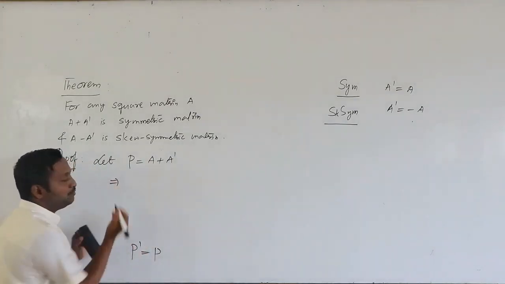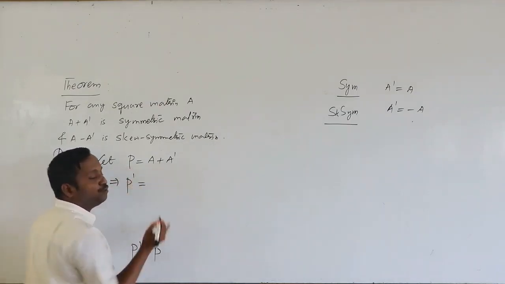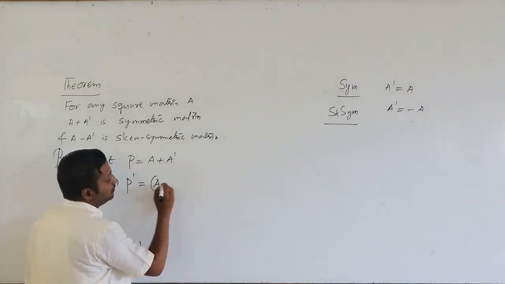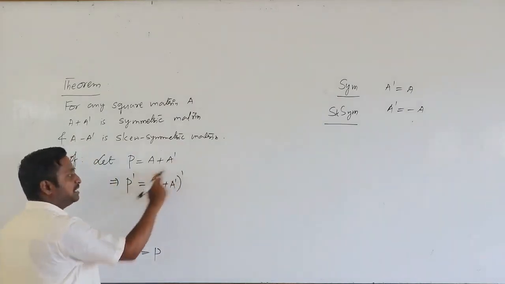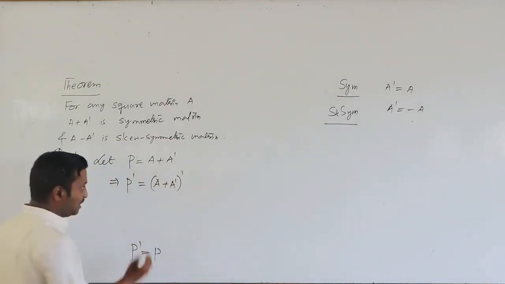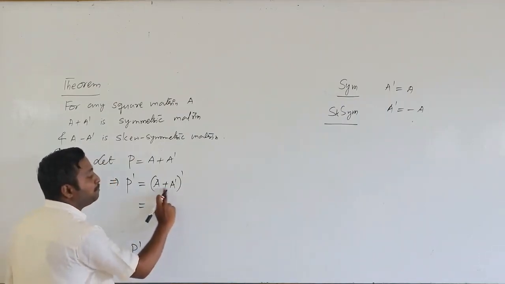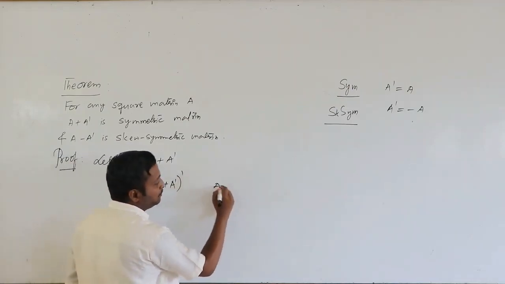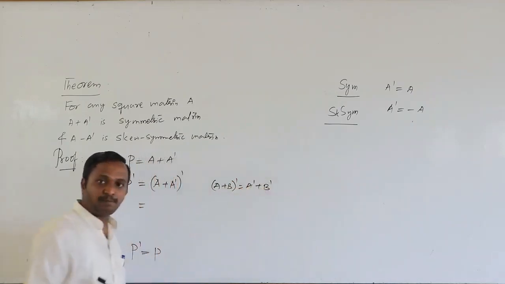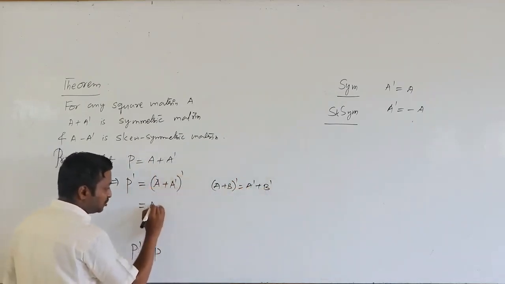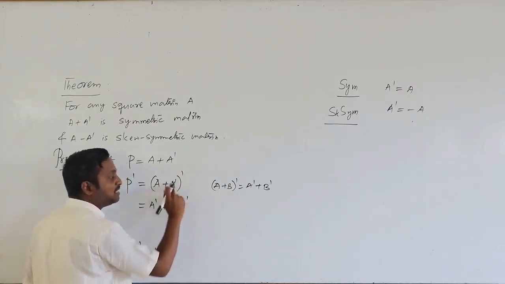Now, we have to simplify. P is A plus A dash. Therefore, P dash equal to what? P dash equal to A plus A dash whole dash. Isn't it? Because P is A plus A dash, P dash is A plus A dash whole dash. Now according to the properties of a transpose of a matrix, A plus B whole dash is equal to A dash plus B dash. I said the property. So apply here: A dash plus, this is a B dash, B is nothing but A dash.